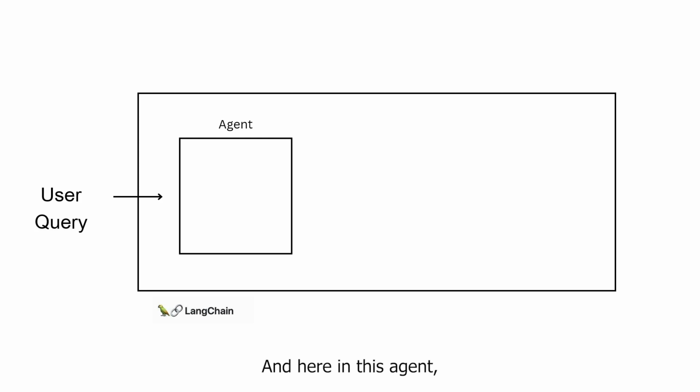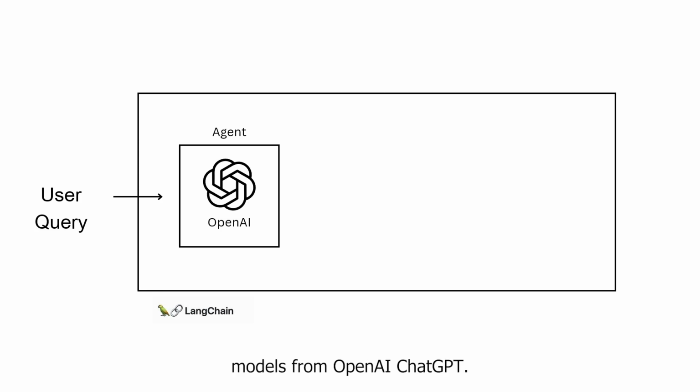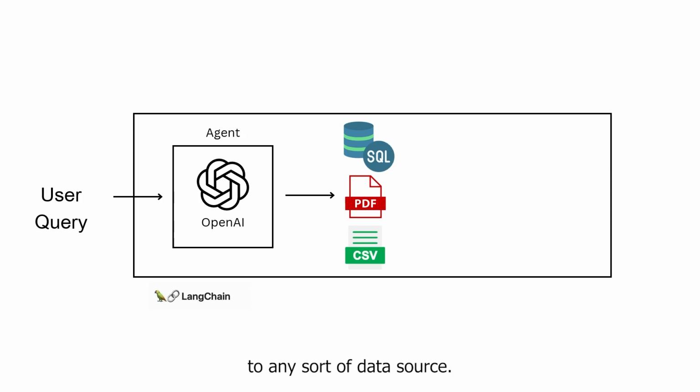And in this agent, we have used models from OpenAI ChatGPT, right? And our agent can be connected to any sort of data source. It could be SQL, it could be PDF, it could be CSV. But over here, we are going to be using SQL databases, right? Now, as you know, normal ChatGPT cannot access your personal documents or communicate with SQL databases. So that's where the tools come in.